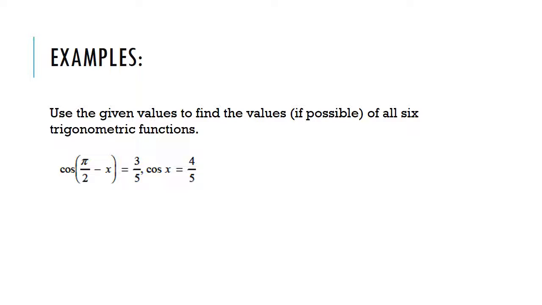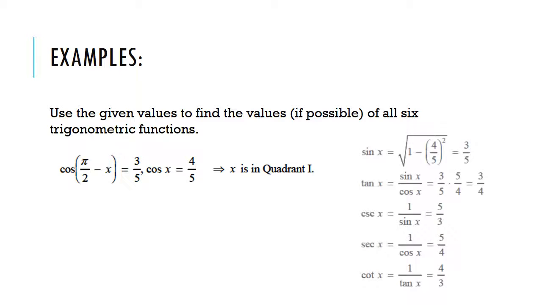And honestly, you can draw a triangle to do these if you want to and label it, or you can use the identities. If we know the sine, we know the cosecant because we just flip it upside down and get 5/3. If we know the cosine, we know the secant, we flip it upside down and get 5/4. The tangent is the sine over the cosine. It's 3/5 over 4/5, and that's going to give us 3/4, and then the cotangent is going to be 4/3.